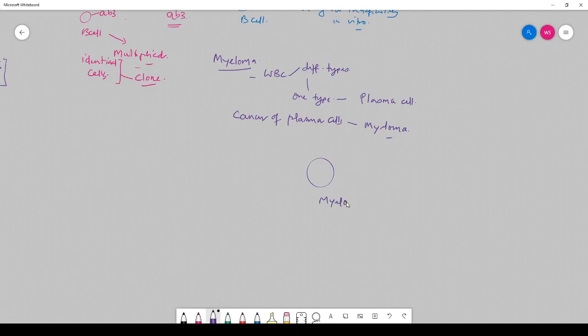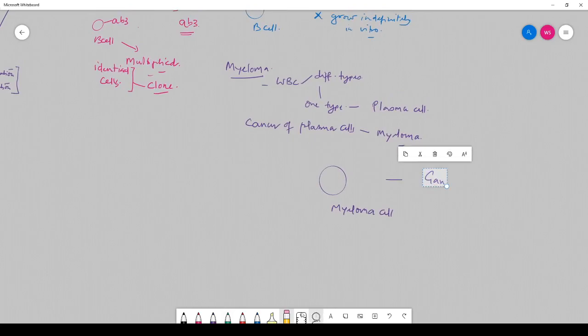A myeloma cell grows very fast. When we say it grows very fast, it divides very fast. It can undergo fast mitosis, and it grows indefinitely.